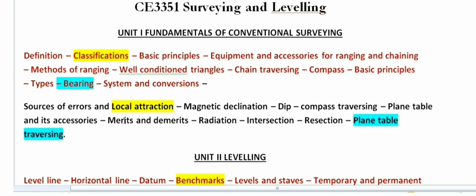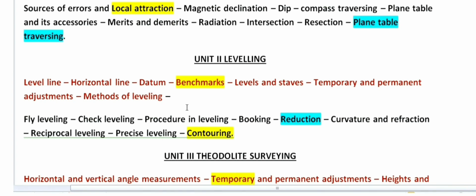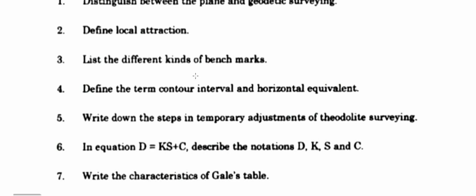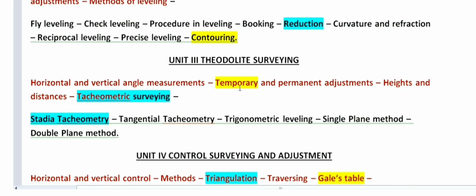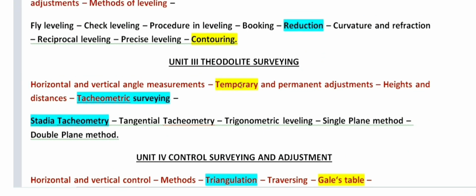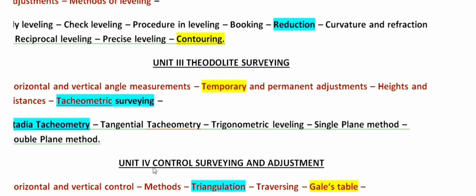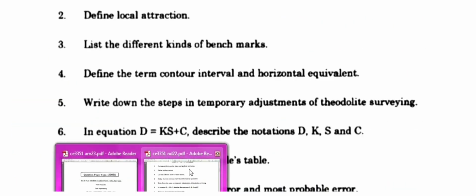Similarly, in the second unit, we have a question from the first half called benchmarks. In the second half, we have a question about contouring. In the third unit, we have a question in the first half, that is the temporary adjustment of the theodolite survey. And the sixth question is a sum. I am not familiar with this, so you can look at it yourselves.